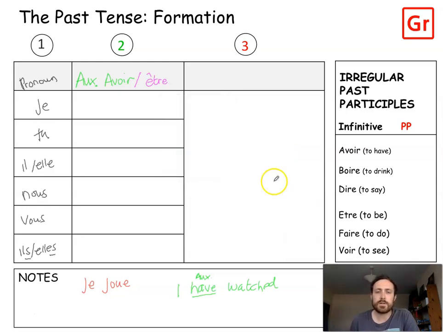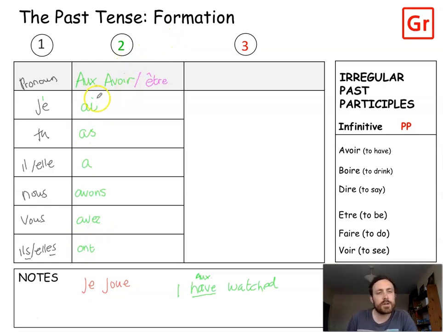So I'm just going to go back to my green, and we can't just use avoir like this, so we have to conjugate it with the correct pronoun. So avoir with je is j'ai, ai with the apostrophe on that. Tu as, il and elle a, nous avons, vous avez, and ils and elles ont.